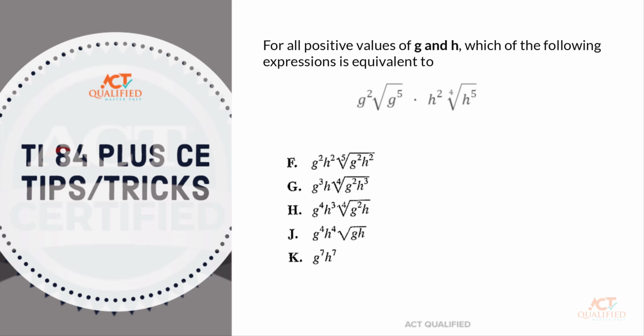For all positive values of g and h, which of the following expressions is equivalent to g squared times the square root of g to the fifth times h squared times the fourth root of h to the fifth? This problem looks pretty scary, and if we were working it by hand, it would be tricky for some students.